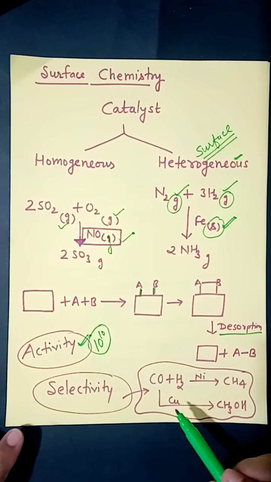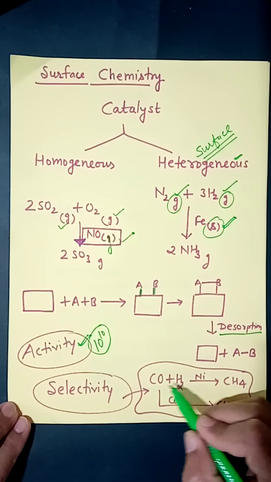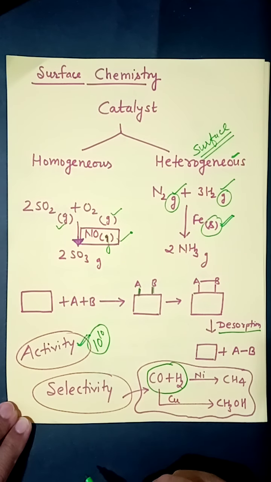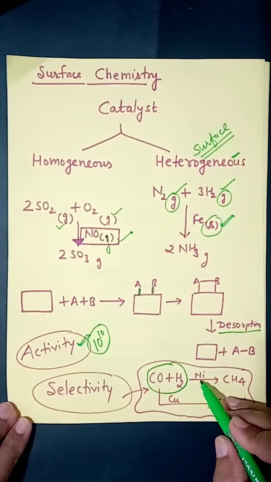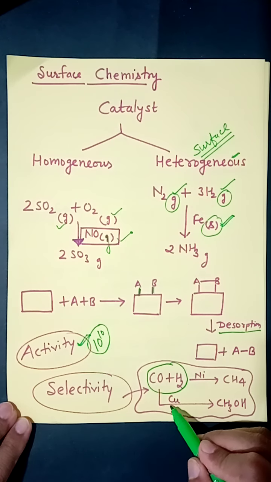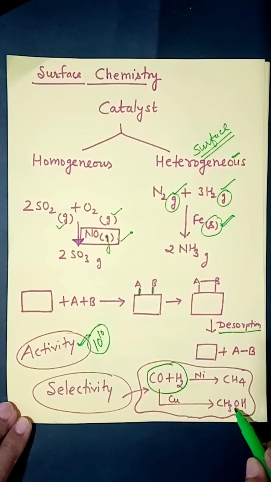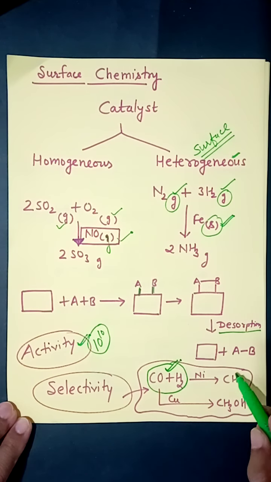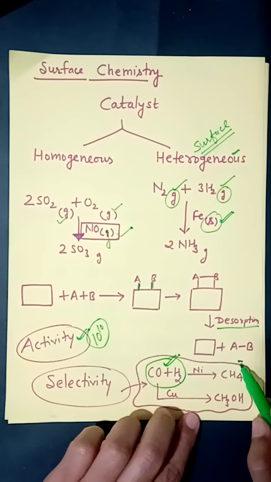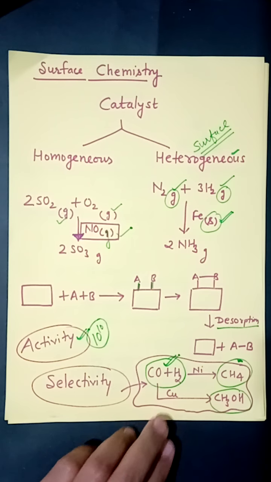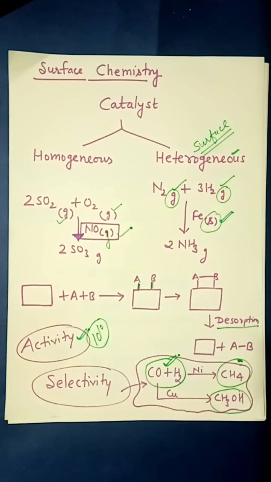For example, you can see here carbon monoxide and hydrogen. They are reactants for a reaction. If we use nickel as catalyst, then the product is methane. But if we use copper as catalyst, the product is alcohol. So we started with the same reactant, but the products are different. It is methane in the first reaction, it is methanol in the second reaction. So in presence of different catalyst, we get different product.